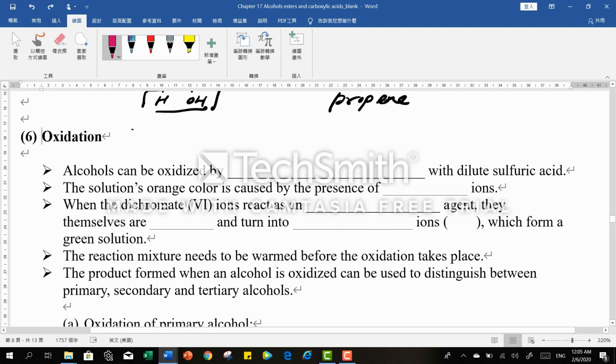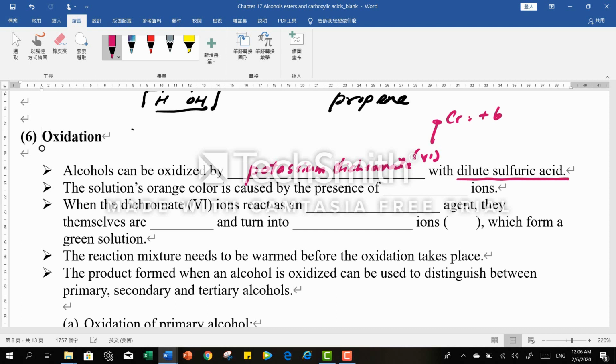Alcohols can be oxidized by potassium dichromate(VI). The VI refers to the oxidation number of chromium, with dilute sulfuric acid, or you can simply say acidified potassium dichromate. The solution is originally orange, due to the presence of the dichromate ion. When the dichromate(VI) ions react, as I just told you, to oxidize alcohol, of course you need an oxidizing agent.